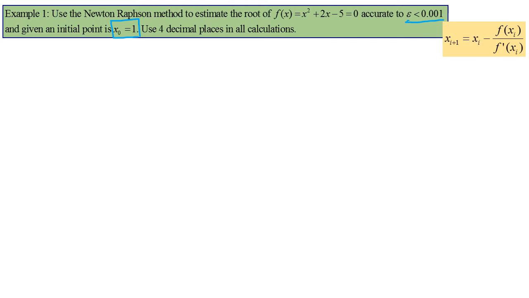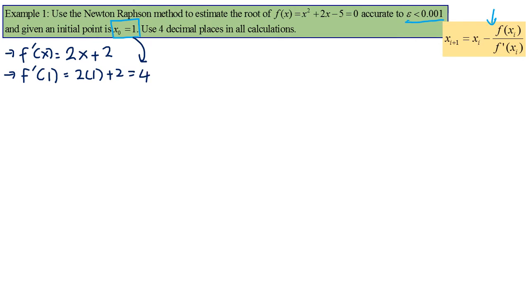First of all, you can see here this is the formula of Newton-Raphson. In the formula, you have to do the differentiation. So in the first step, you have to differentiate f x. The f x given in the question is x squared plus 2x minus 5. Differentiate it and you will get 2x plus 2. The second step is to substitute the initial value given in the question, which is 1, into f prime, and you will get 4.